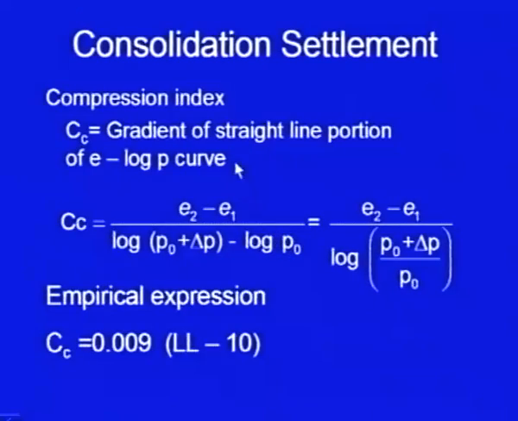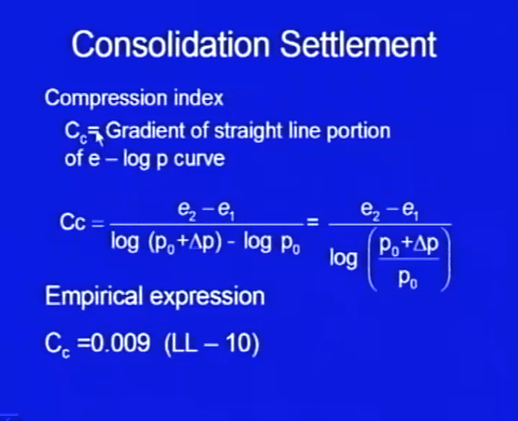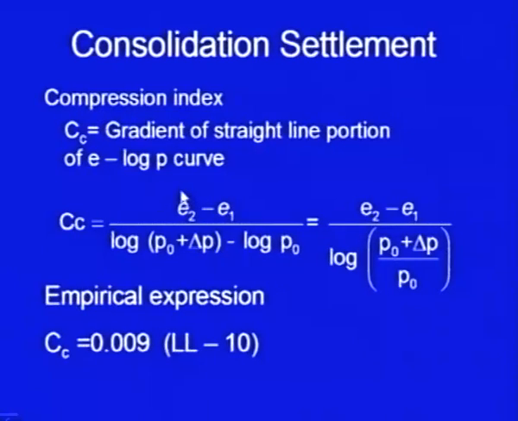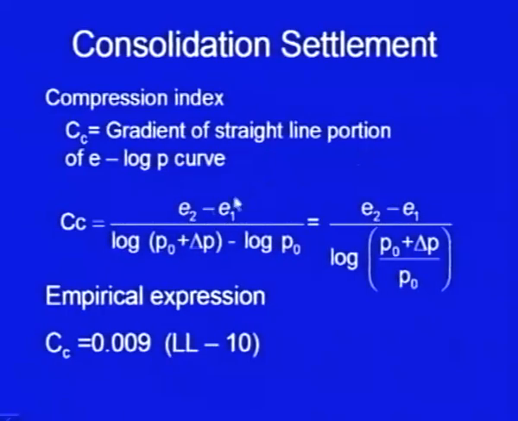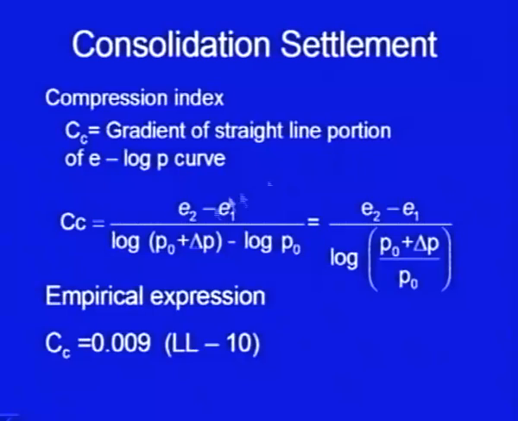Now, let us go to the parameters which we can compute from this test. One of them is the compression index. We shall be using the compression index to calculate the settlements, and it is defined as the gradient of the straight line portion. You take the straight line portion at the higher pressure values and then find out its gradient from the previous curve which I just discussed.